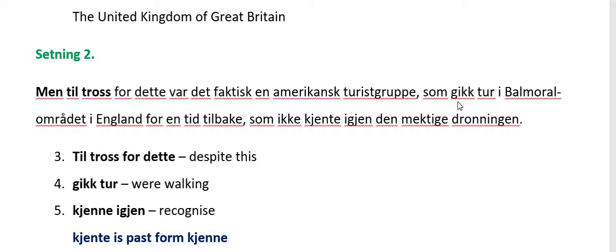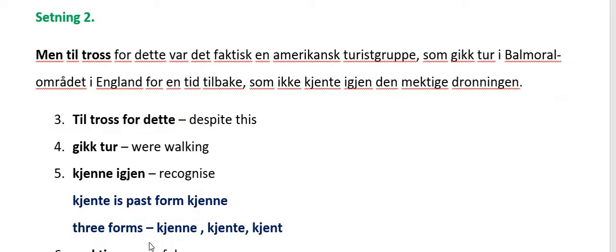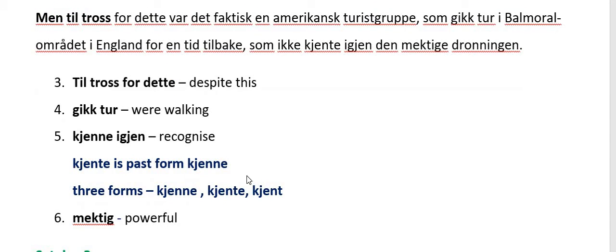And another thing is gikk tur. Here we have "were walking", past continuous, but in Norwegian there is the same form for continuous and simple tenses, so it's easy. And there is no gerund for past continuous in Norwegian. So the same form, gikk tur. The next is kjenne igjen, recognize, and here we have three forms of it: kjenne, kjente, kjent. And I think that's all.